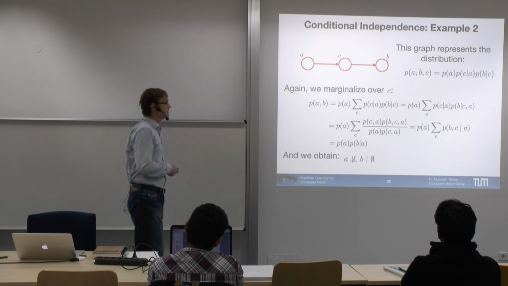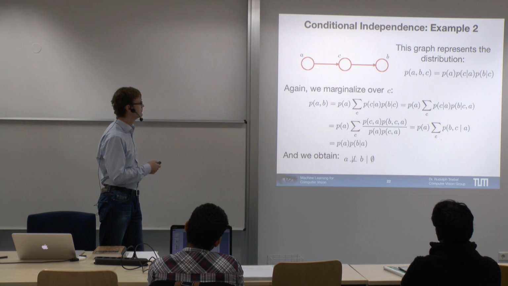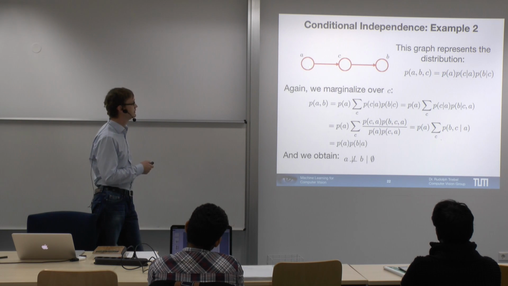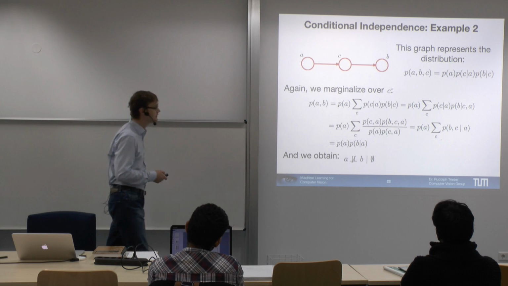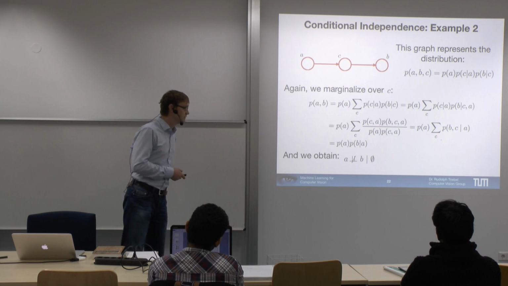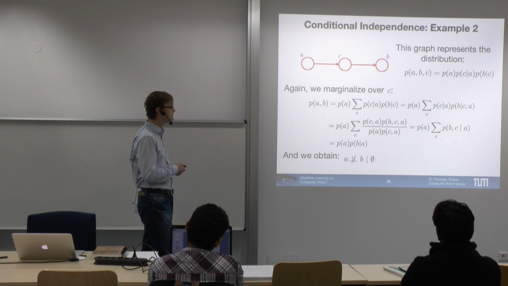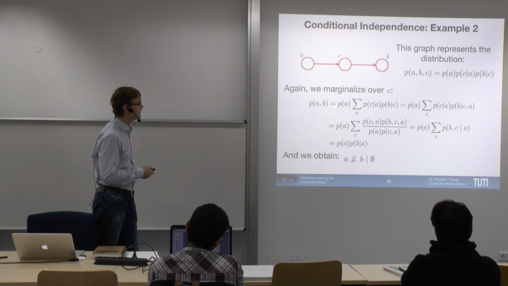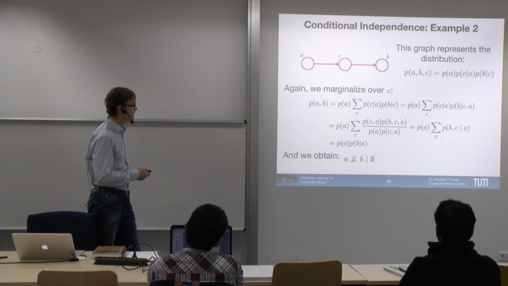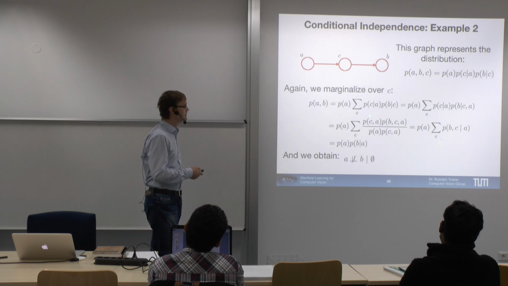Now we have a second example. It looks like this. We have again our C node in the middle, but now the arrows go in a Markov chain, from A to C and from C to B. Again, we try to find out if we have an independence relationship between A and B. To do that, we try to marginalize again over C. We have this formulation here. P of A can be pulled out of the sum. Then we have this sum here.